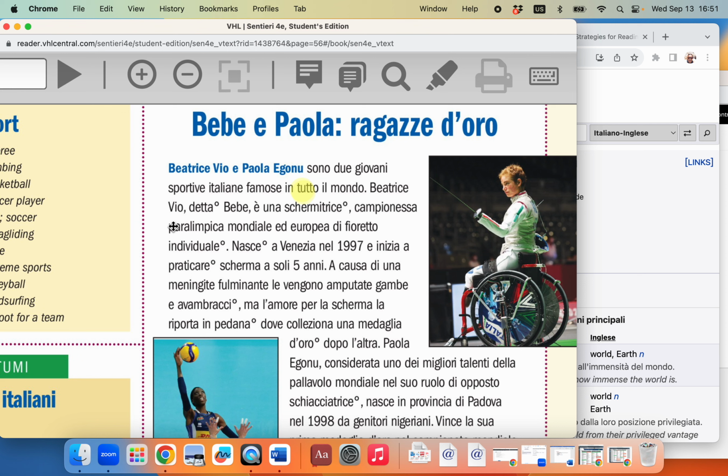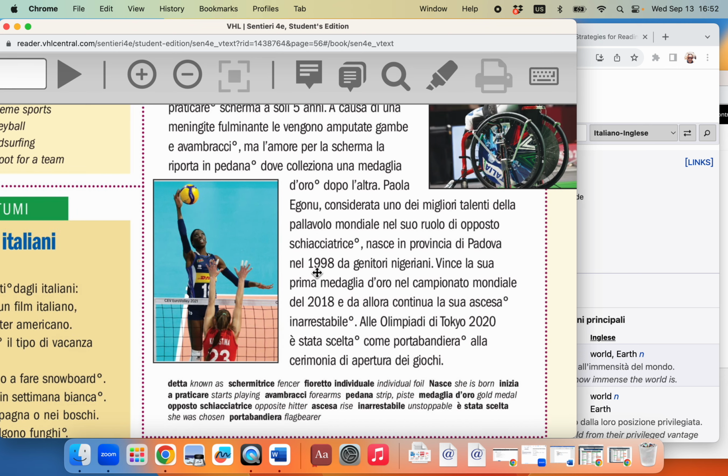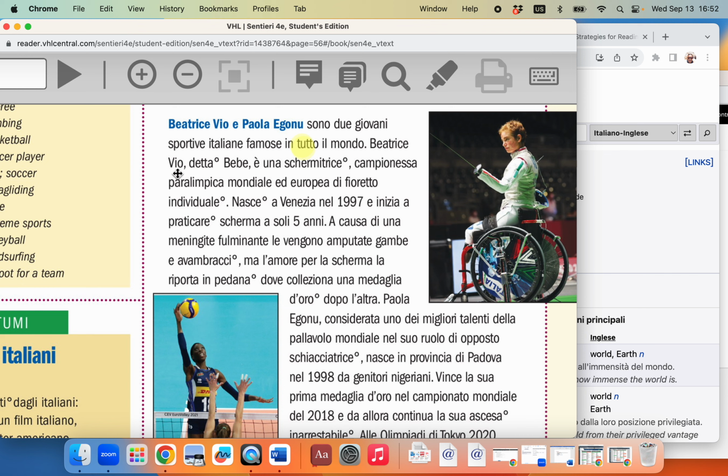Keep reading. Beatrice Vio, detta Bebe, è una schermitrice, campionessa paralimpica mondiale ed europea di fioretto individuale. Again, a very long sentence. Italians tend to write very long sentences, but many of them are just adjectives. I also want to point out these round symbols that you know for sure. Those are symbols of glosses. So every time you see that, scroll down and look for the meaning. The first one, detta, means known. Schermitrice means fencer. So Bebe, no, Beatrice, known as Bebe, is a fencer.